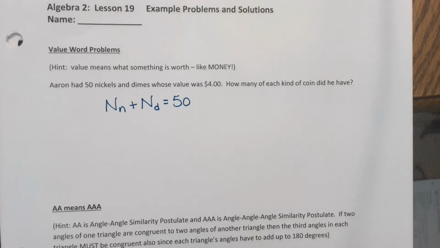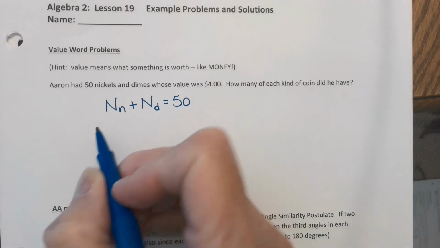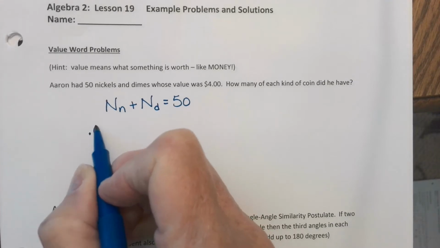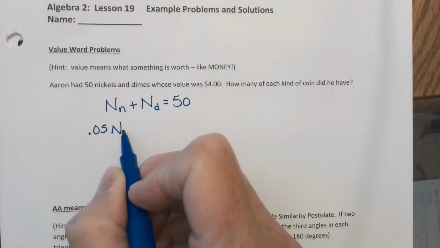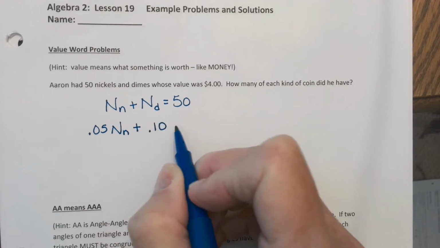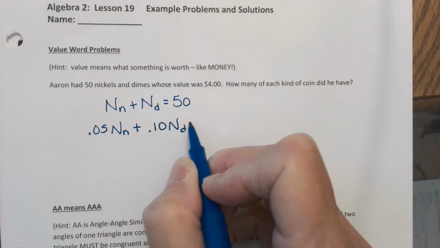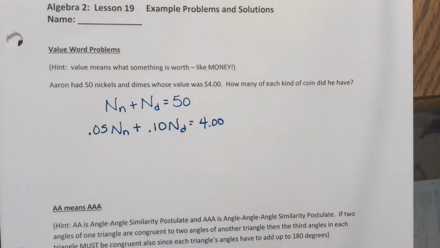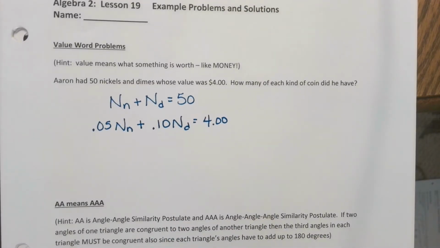Then it says the value of all those coins was $4. Now I know the value of a nickel is 5 cents and the value of a dime is 10 cents. So if I want to find out the value of all my nickels, I would say 0.05 times my number of nickels. And then we'll add to that the value of a dime times my number of dimes. And I know that is supposed to total up to $4. Now what I need to do is find the number of nickels and the number of dimes.